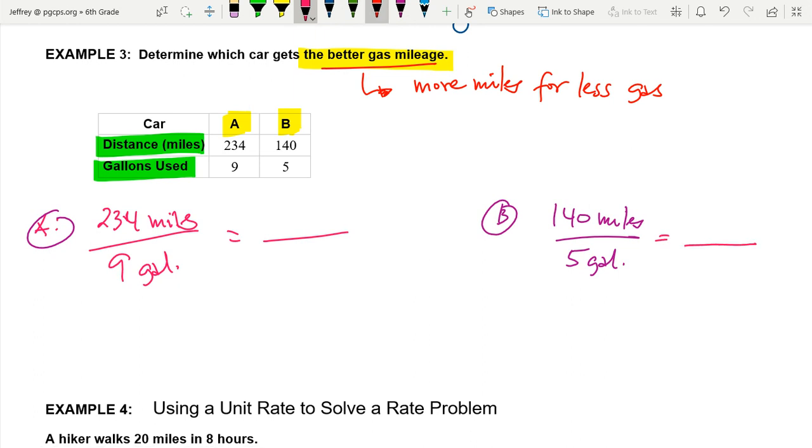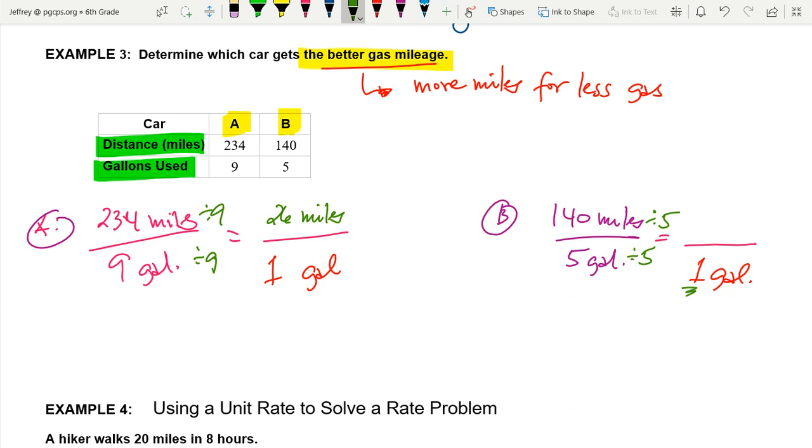For the same amount of gas, who can travel the furthest? Which car would have more miles? We're dividing this by 9. 234 miles divided by 9, you will get 26 miles per gallon. How about car B? We're dividing this by 5, because 5 divided by 5 gets you 1 gallon. 140 miles divided by 5 will get you 28 miles per gallon.